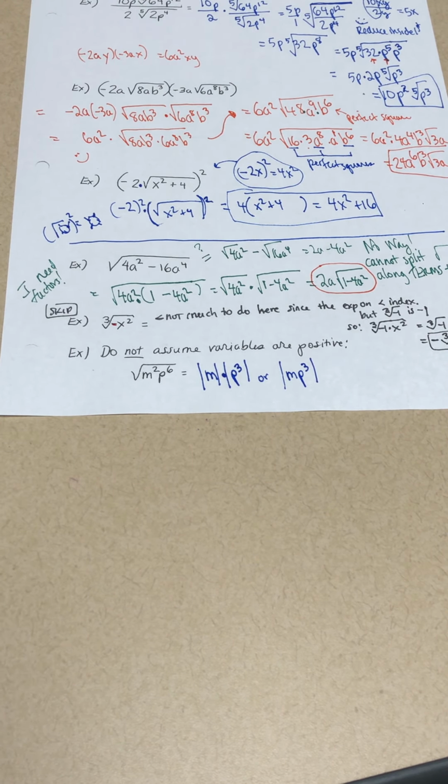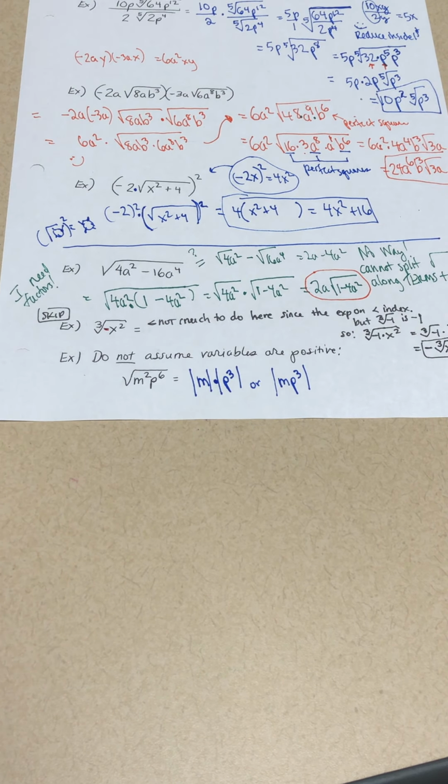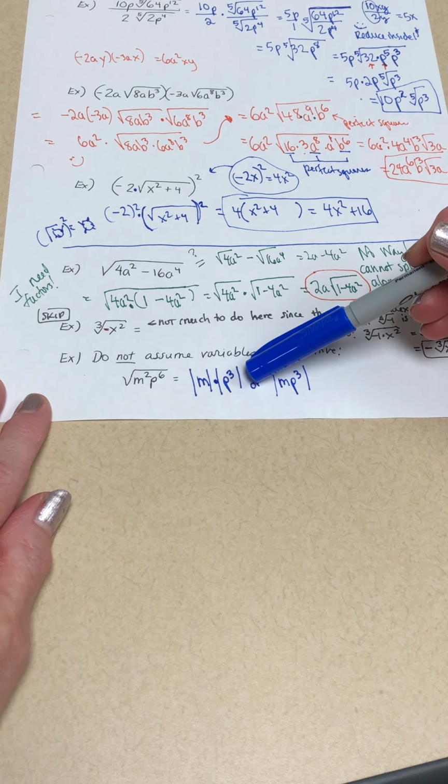So once in a blue moon, I'm going to pull back and say, hey, don't assume your variables are positive, and remind you that you're going to need the absolute values.